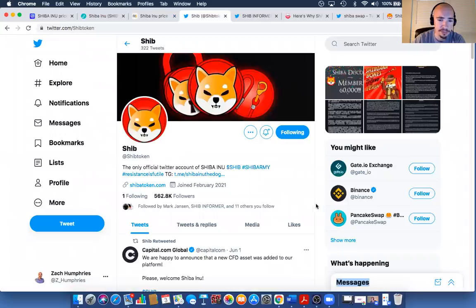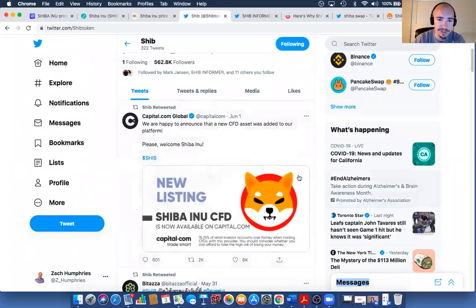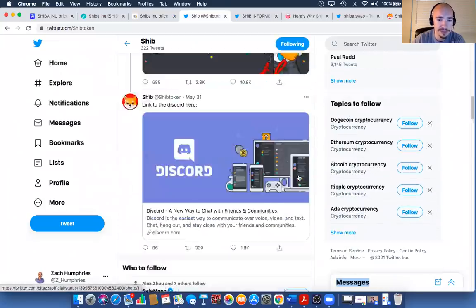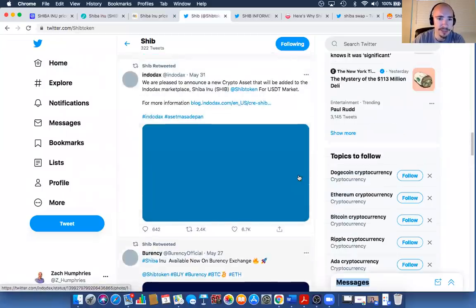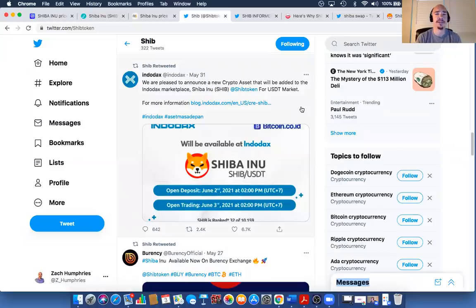So one that we're waiting to see, of course, capital.com has added SHIB, but if we scroll down a little bit, this is a big one right here, IndoDAX. Pleased to announce a new crypto asset will be added to the IndoDAX marketplace. Open trading starts today, June 3rd, over on IndoDAX in Indonesia. Indonesia, the fourth largest country in the world.